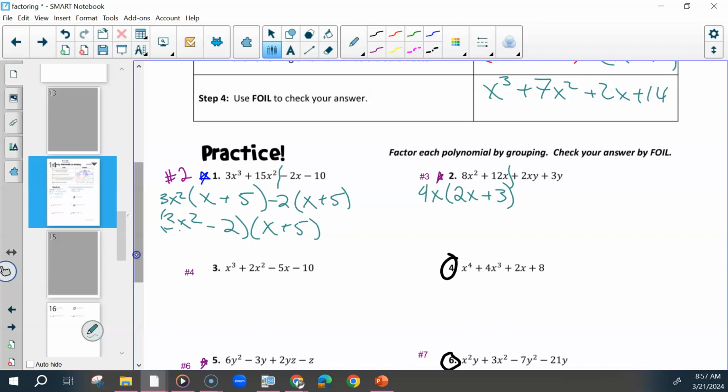Guys, focus. What could we do with the second two? Divide by 1 or divide by x? Divide by y. They both don't have an x, but we could divide both by y. What would be left? 2x plus 3. And then what would those two factors be? Not minus, but plus. 4x plus y and 2x plus 3.